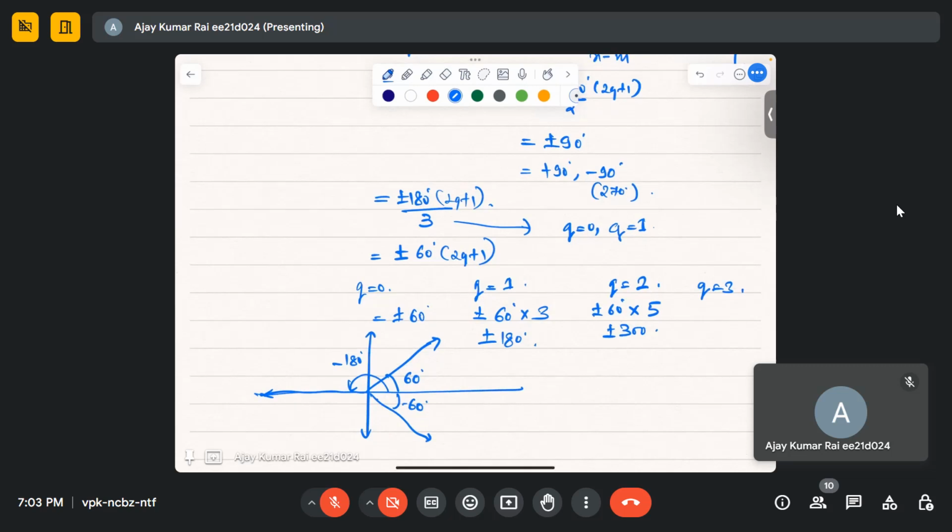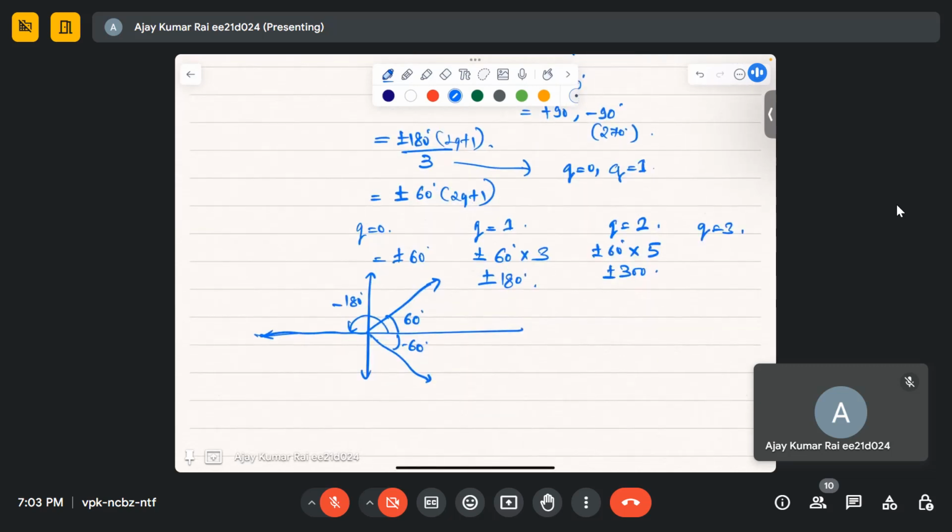Yes. And once you see in week 7 or week 8, we'll be having assignment questions where we'll be calculating the angle of asymptotes. Okay, no problem.